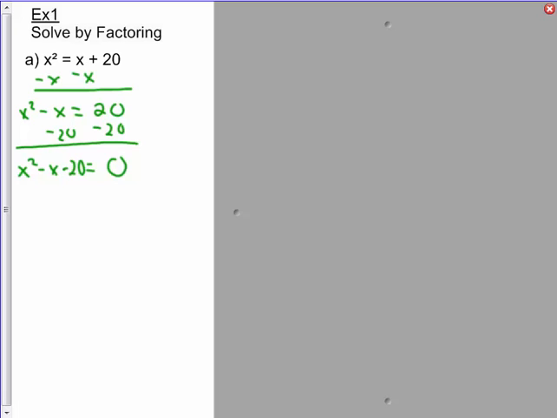At this point, I'm going to factor. When I factor the left side, I get x minus 5, x plus 4. Now I have two things that are multiplied to each other to equal 0. What do we know? When we have two things multiplied to be 0, one of them has to be 0. So I set x minus 5 equal to 0, or x plus 4 equal to 0. When I solve it, I get x equals 5, x equals negative 4.